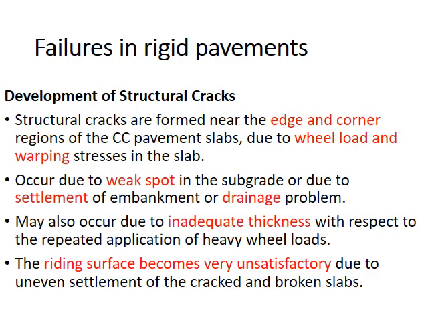Next is the development of structural cracks in rigid pavement. Structural cracks generally develop on the pavement slab near the edge and corner area due to wheel loads and warping stresses. Warping stresses are bending stresses due to temperature variations, seasonal and daily. Also there may be weak spots in the subgrade, and there will be settlement of the subgrade or the bottom layers, and this will cause the development of structural cracks in the rigid pavement slab.